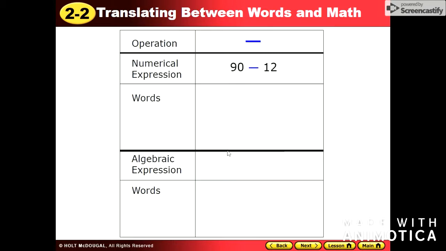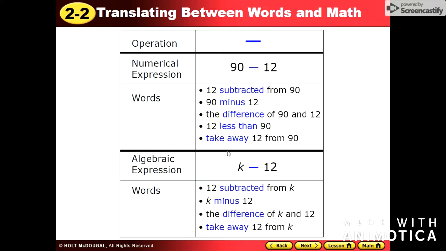Okay, again, if you have to pause, do that to add the next graphic organizer of subtraction. Okay, numerical expression, the different keywords: subtracted, minus, difference, less than, or take away. And then the algebraic expression. So we just add a letter into this algebraic expression. And again, using those keywords.